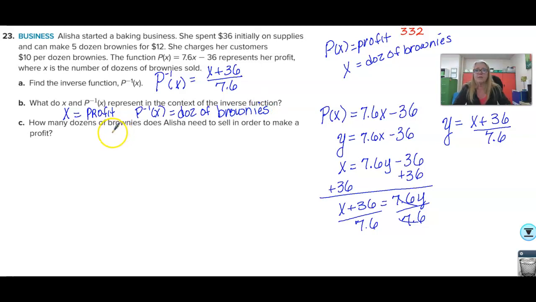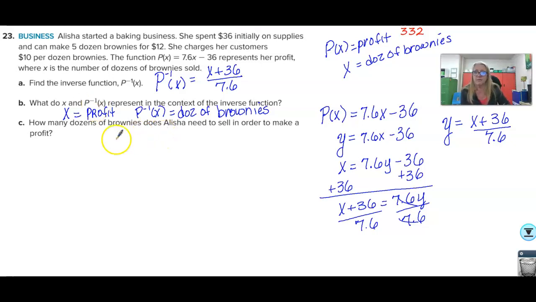How many dozens of brownies does Alicia need to sell in order to make a profit? Ooh, so we just want to make a profit. They want to be in the black, so to speak. So how much can she sell to compensate for the $36 she spent initially? Okay. So at that point, don't we want profit to be 0? That's a plan, right? We can make profit be 0, and that would represent the exact moment where she has recouped the money she spent, but she hasn't made a profit yet, okay?